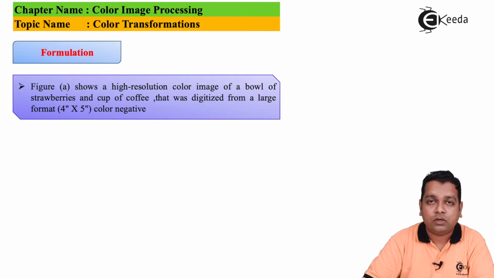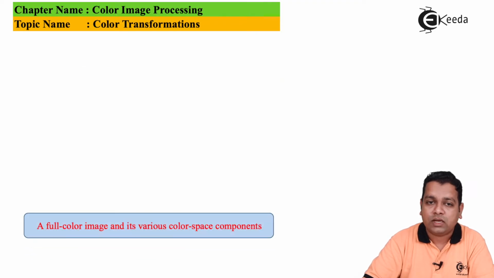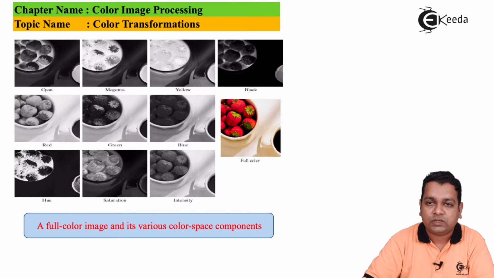Figure A that we are going to visualize shows a high resolution color image of a bowl of strawberries and a cup of coffee. This was digitized from a large format 4 inch by 5 inch color negative. So let us visualize a full color image and its various color space components. Here is figure part A, the full color image, and here we have cyan, magenta, yellow, black, red, green, blue, hue, saturation and intensity components.